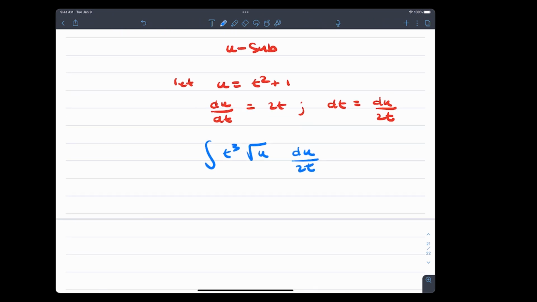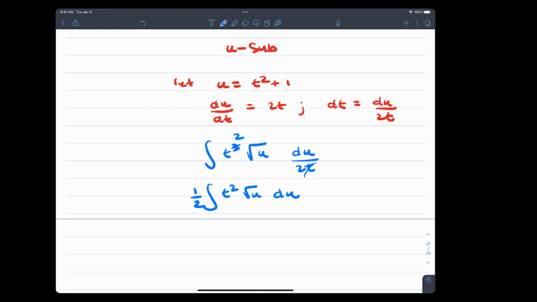So look at the algebra. This is extremely important here. Your t's cancel, and that's a power 2 now. And now you have t squared square root of u. I'm going to pull out that 1/2 here. And this is du. All right, you guys good with that?